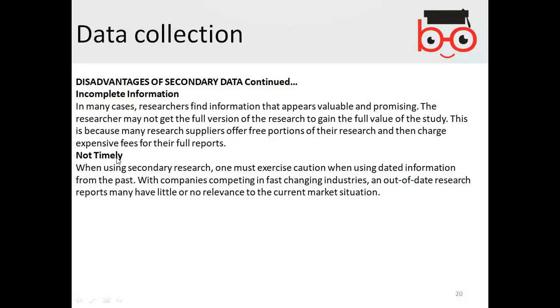Not timely. When using secondary research, one must exercise caution when using dated information from the past. So a secondary source, if it is obsolete, if it has become older, will not be useful for you in order to justify your research timely. So these are the disadvantages of the secondary data.